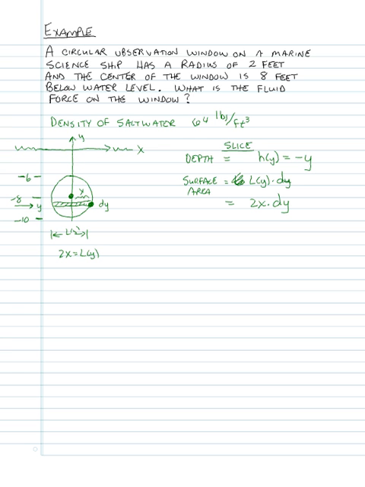And so, once again, before I go too far, let's look at the force on that particular slice. The force on the slice would be our density, 64, times our depth, negative y, times our surface area of the slice. The problem is we need to change this 2x stuff into y stuff so that we'll be able to integrate in a moment. So we need to find the relationship between x and y at this point. That point is on the circle, so we need the equation of the circle.